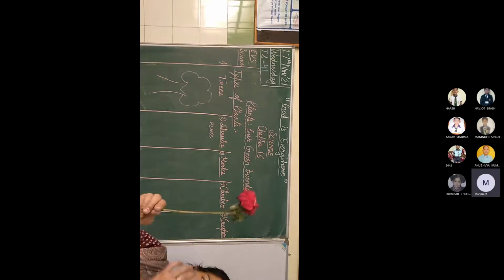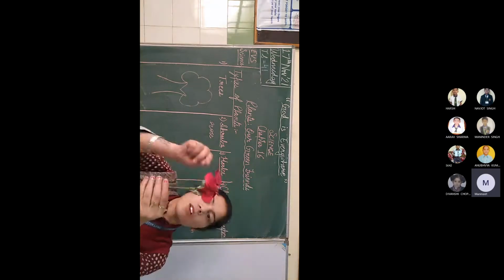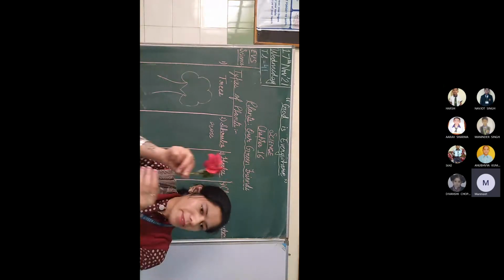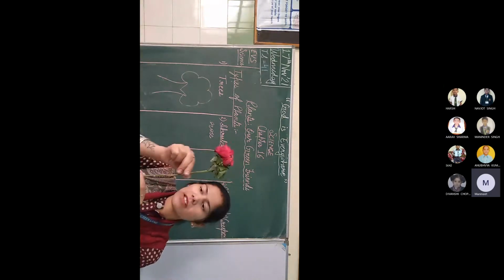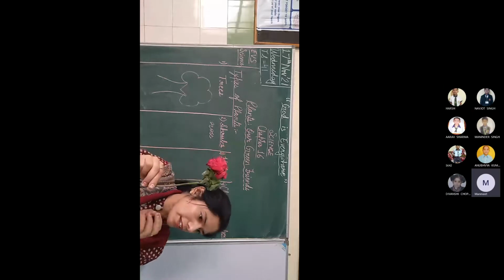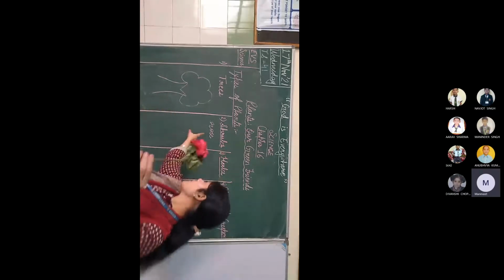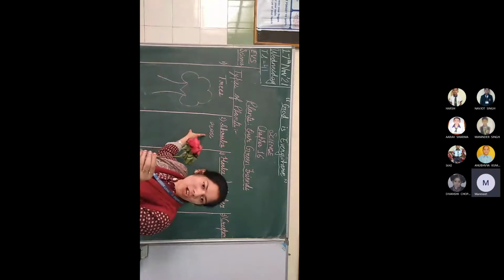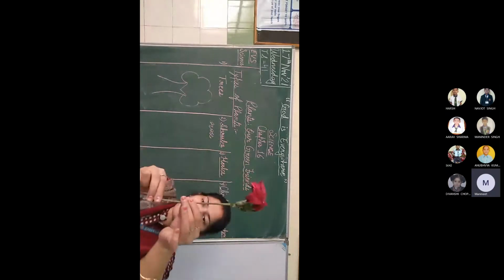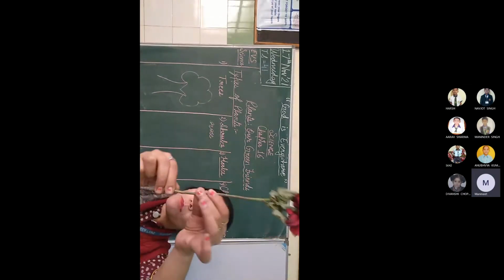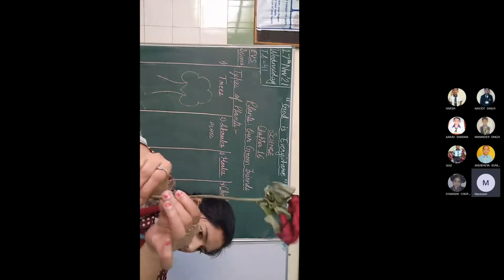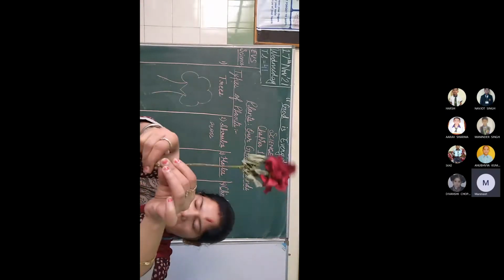It is thick, which means we can break it, but not so easily. Here it is a bit thick. This is your rose plant, that is your shrub. It is thick. Thick means थोड़ा सा मोटा होता है. See, it is a thick one. I am not able to break it just like that.